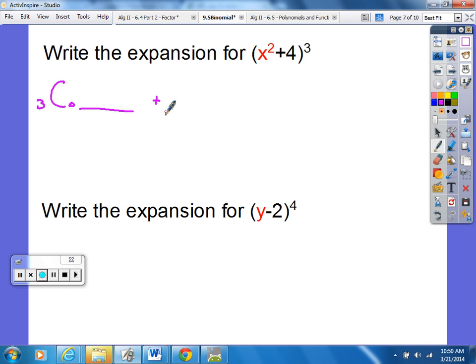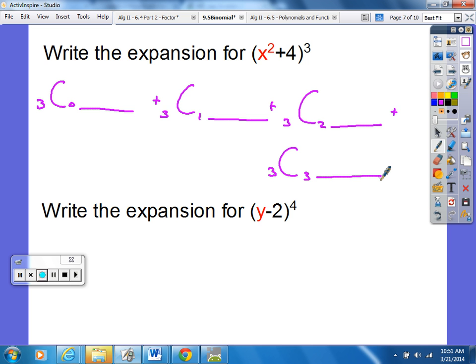Plus, our next one would be 3C1. I'm going to leave a blank right here. Plus, our next one would be 3C2. We'll leave a blank. We have one more, 3C3. So yesterday we found those combination numbers, right? Well, don't worry about finding them yet. Let's worry about filling in those blanks.